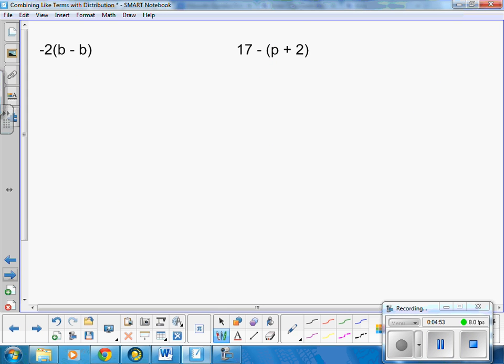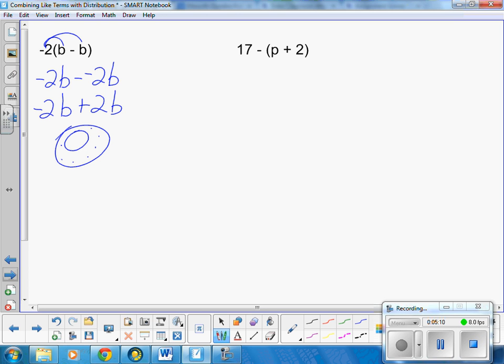A negative 2 times b, a negative 2 times b. So I get a negative 2b minus a negative 2b. It's a negative 2b plus 2b. That is 0. And that is our answer.